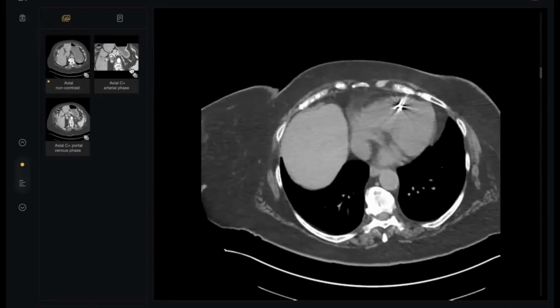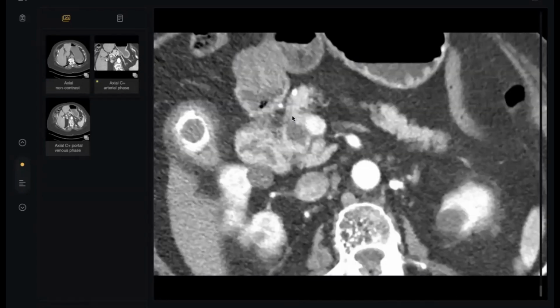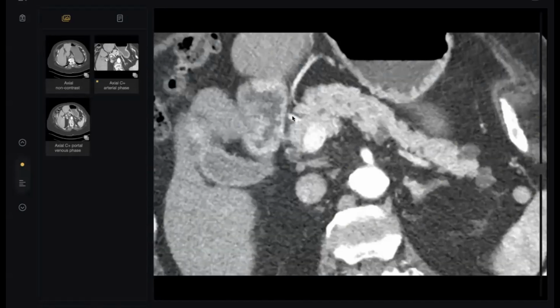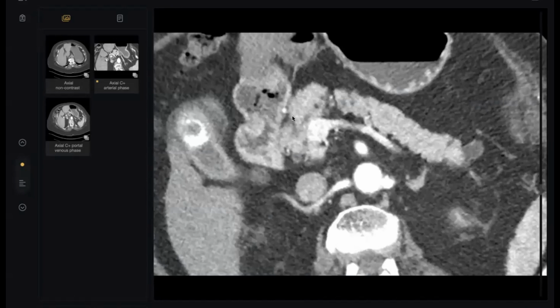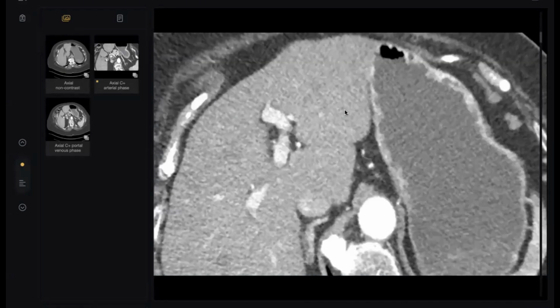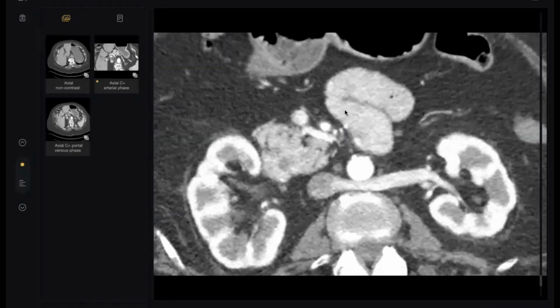So can I just look at the other sequences? Okay, so this is the arterial phase. There is a cystic lesion in the body of the pancreas. I cannot see a definite enhancement within this lesion, and there's another one as well, and also the other one at the head of the pancreas.